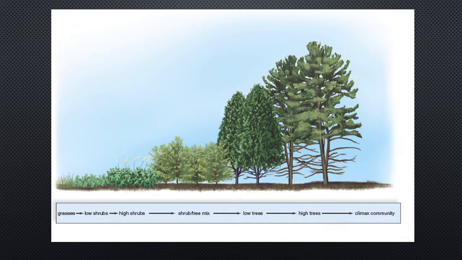So, like we looked at before, we have the grasses, the low shrubs, the high shrubs, mixed trees, low trees, high trees, and then climax community. Each species in here, from left to right, changes the environment in which it lives, making it optimal for the next group of species to come in and replace it.